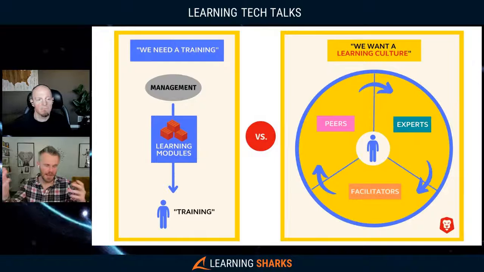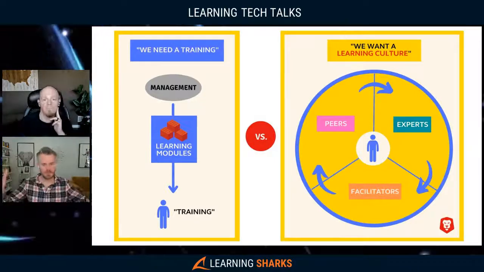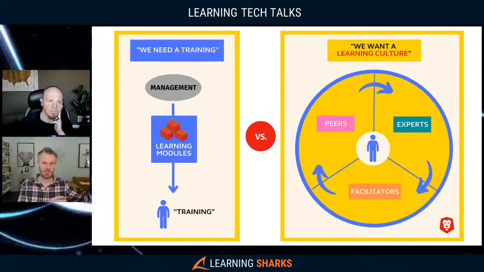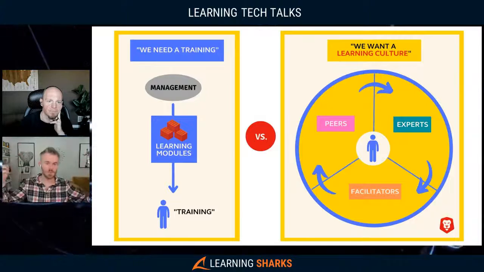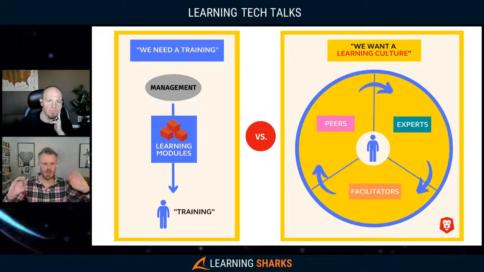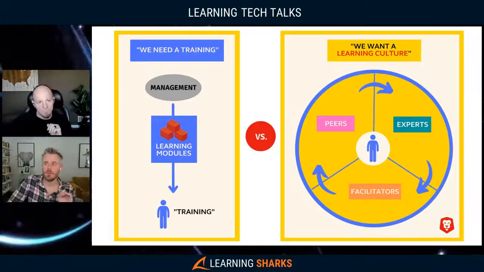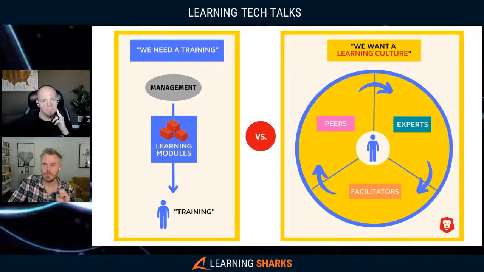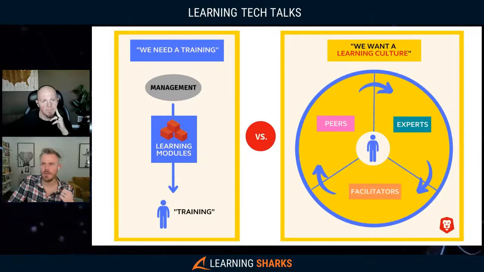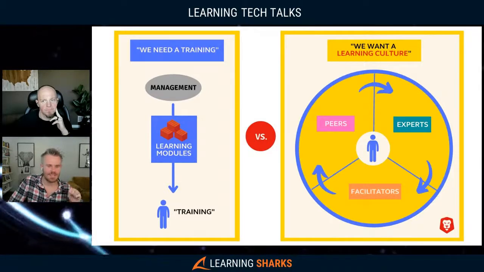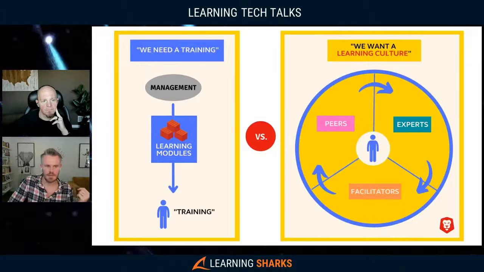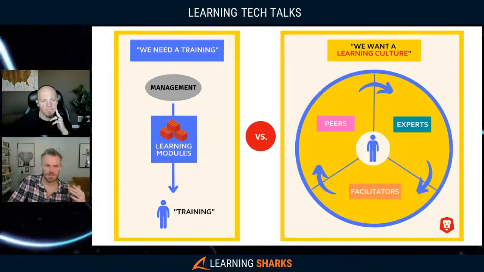So basically, that's the difference. A lot of what we've been talking about, this traditional approach on the left, is that we need training. So management comes to learning and says we need training. Create a bunch of learning modules. We drop them down. And to your point, because learning people don't have enough time, resources, or bandwidth, they just end up redoing what they did the years before, so they're falling behind.